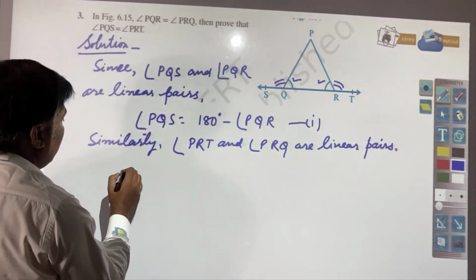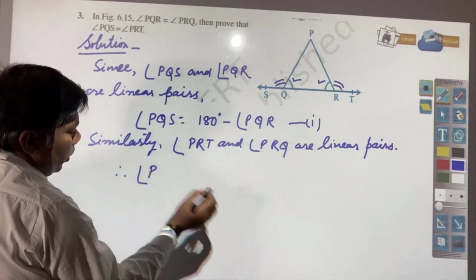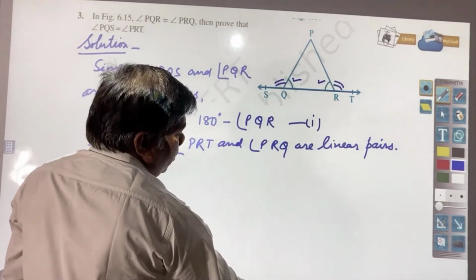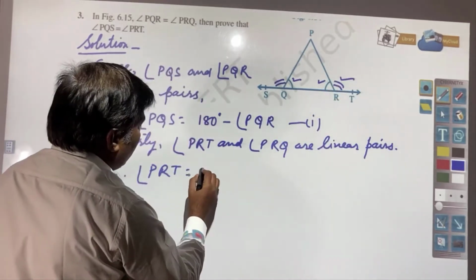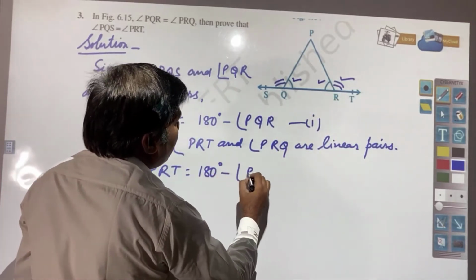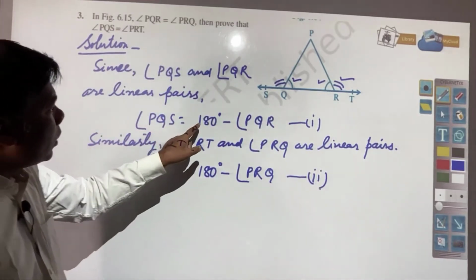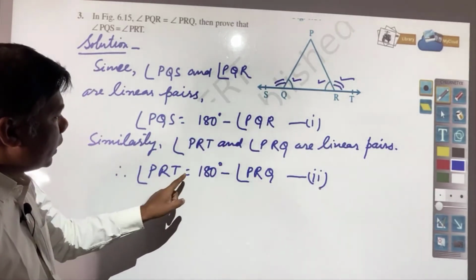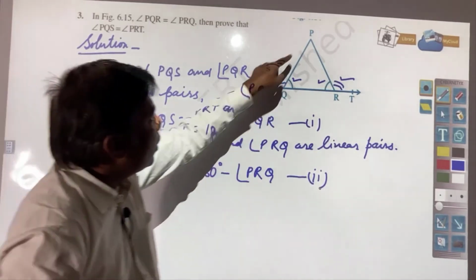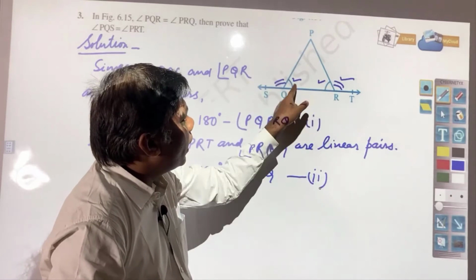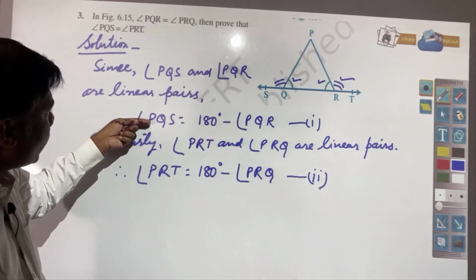Therefore, angle PRT will be 180 degree minus angle PRQ. PQS is equal to 180 degree minus PQR and PRT is equal to 180 degree minus PRQ. But PQR and PRQ are equal. These both are equal, and that's why first and second will be equal.